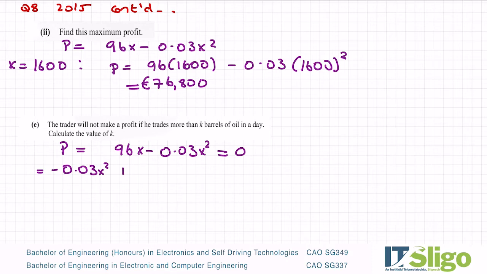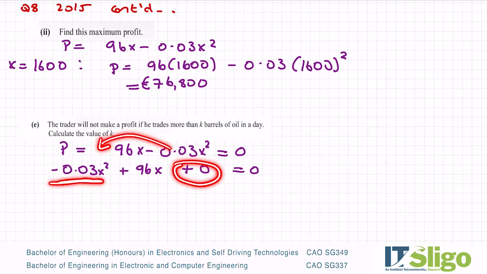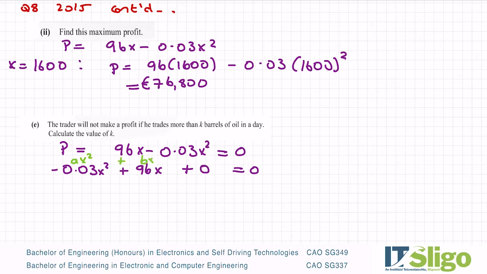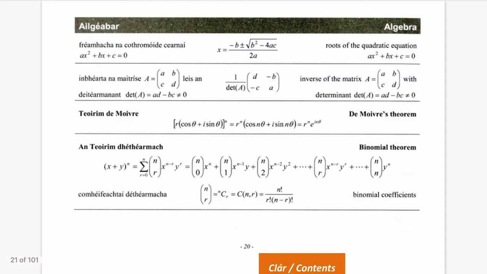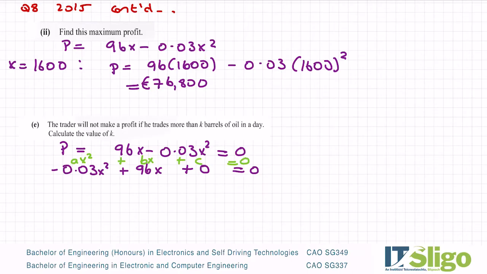So I'm writing my x squareds first, then my x, and then my number. When it's in this form, you can use the minus b formula. So all I did was stick in this extra plus 0 at the end. I moved him over to the front so that my x squareds comes first, because every quadratic is ax squared plus bx plus c equals 0. And that's how I use my minus b formula. So my a is equal to minus 0.03, b is 96, c is 0.